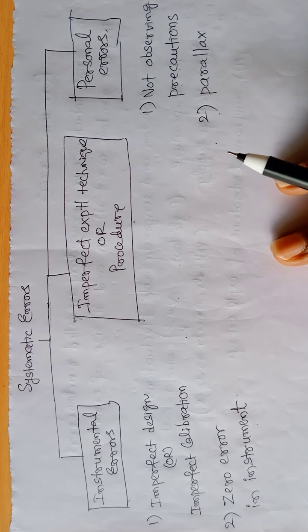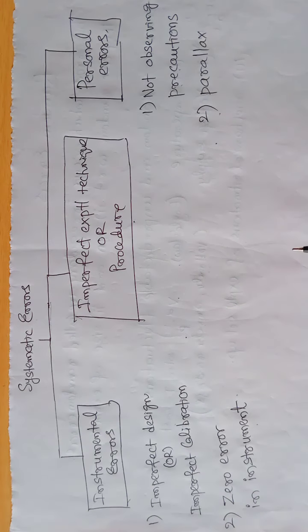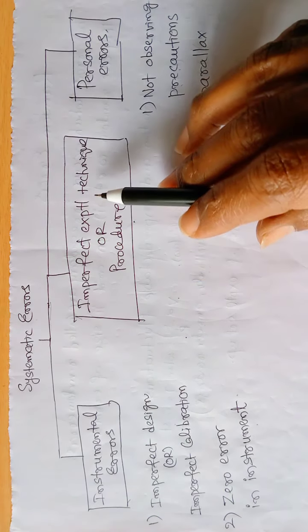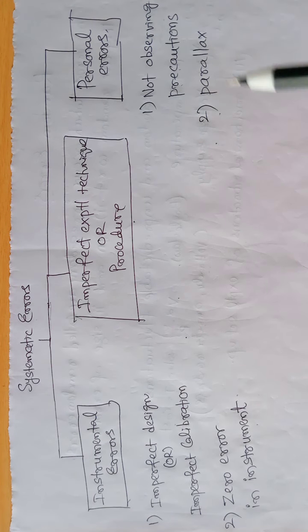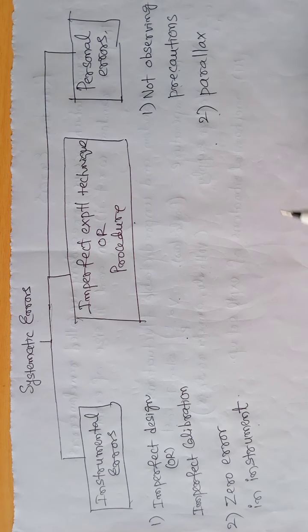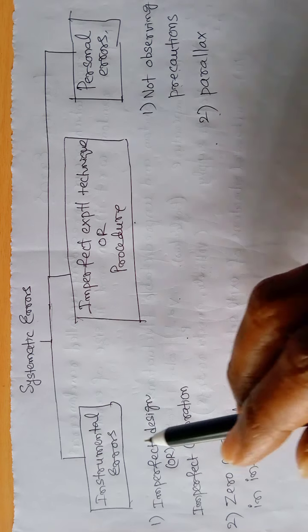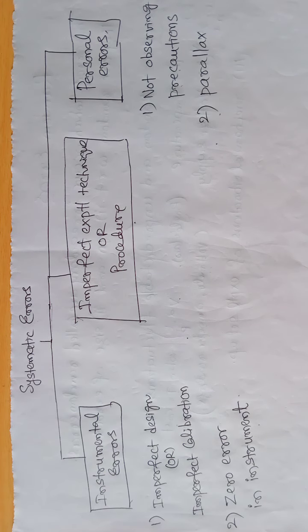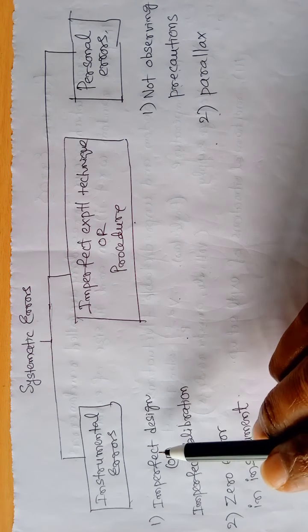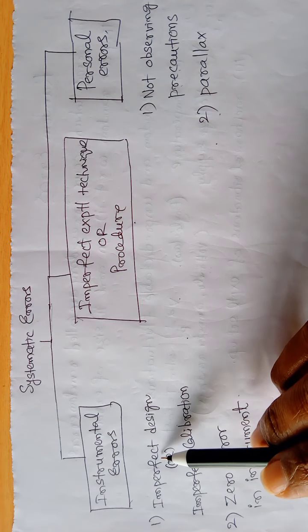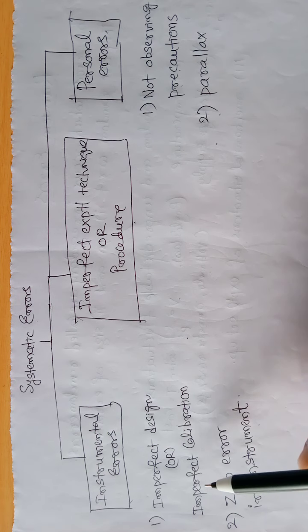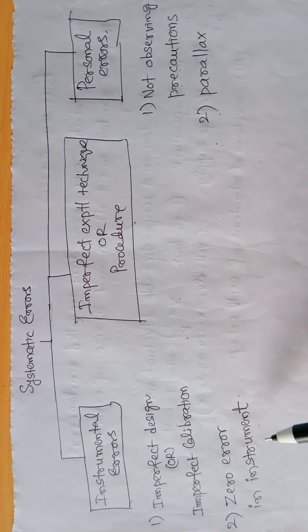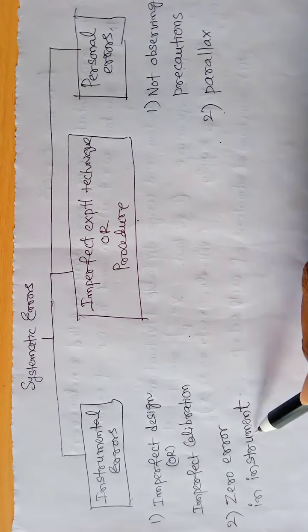These systematic errors are again classified into three types. 1. Instrumental errors. 2. Imperfect experimental technique or procedure. 3. Personal errors. So first let us go for the first one, instrumental errors. The instrumental errors are again two types. One, the instrumental error due to imperfect design or imperfect calibration. And second one is zero error in instrument. Let us consider these two in detail.